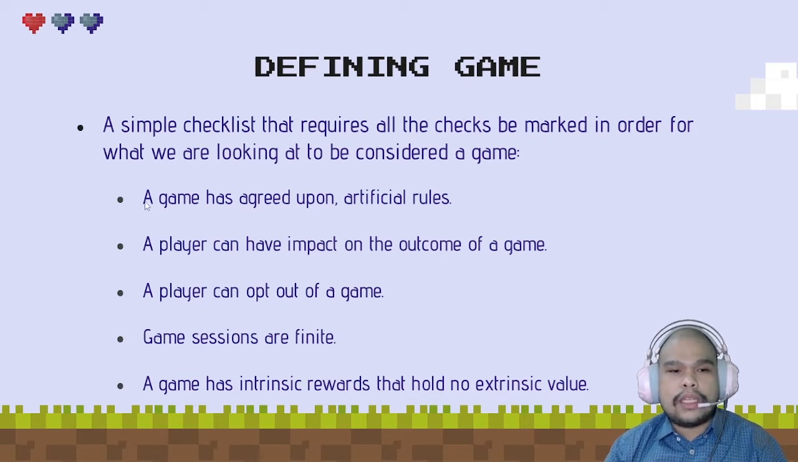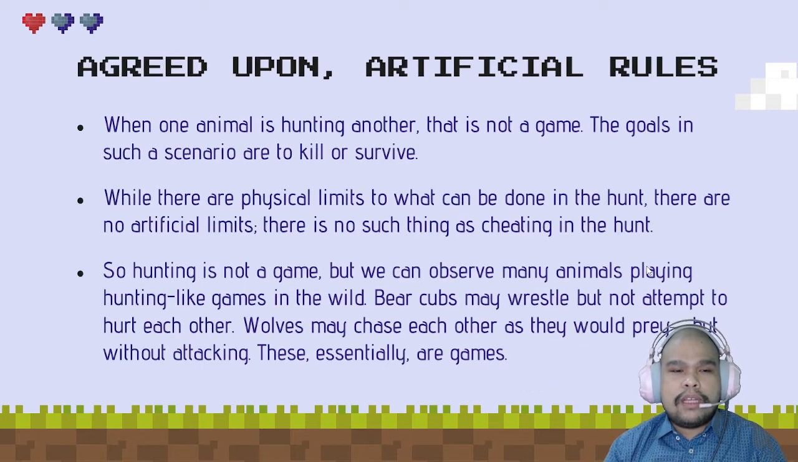The first one: a game has agreed upon artificial rules. The second: a player can have an impact on the outcome of a game. Third: a player can opt out of a game. Fourth: game sessions are finite. And lastly: a game has intrinsic rewards that hold no extrinsic value. These are the different attributes that we'll be checking to consider something a game. So, let's start. First is agreed upon artificial rules.